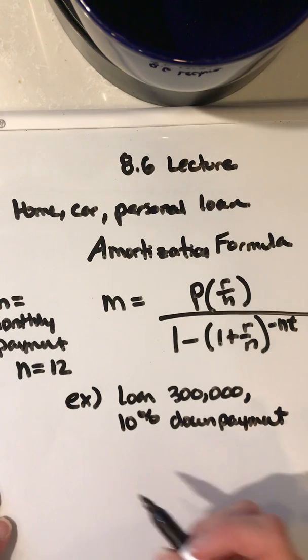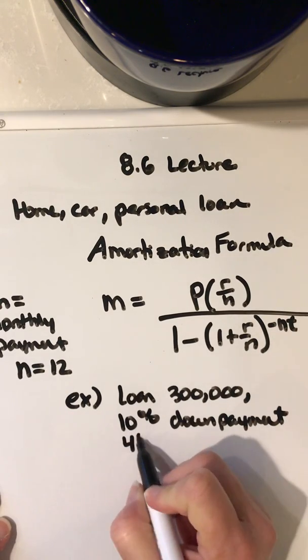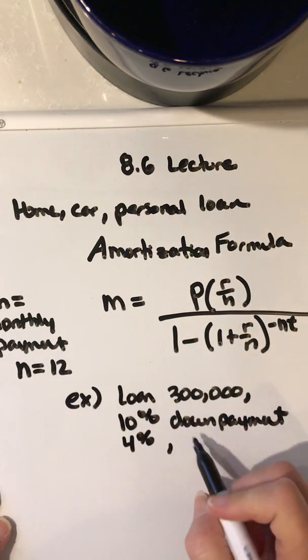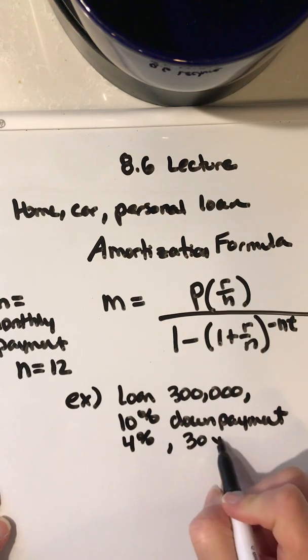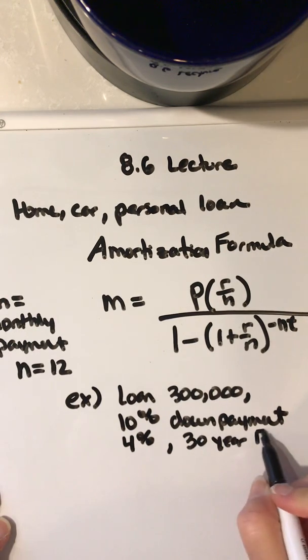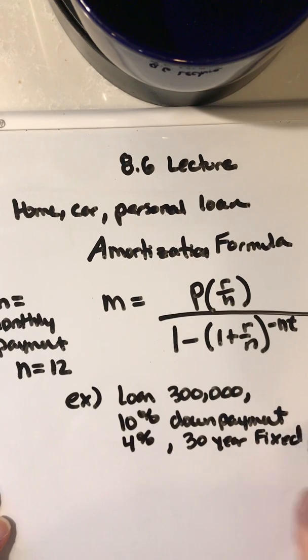So let's say that you want to do that at 4% rate, and that's going to happen with a 30-year fixed. Now, 30-year fixed loan means that the bank can never change the loan amount, okay? So, it looks like I'm running out of space here.